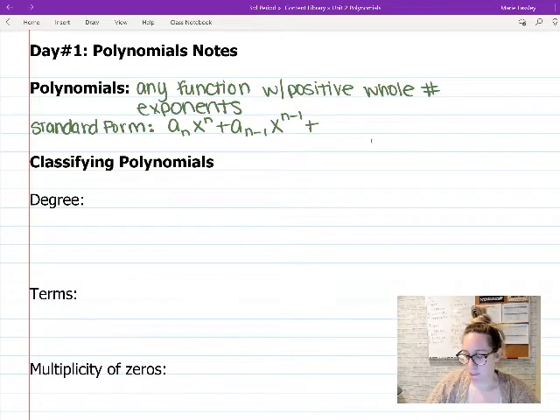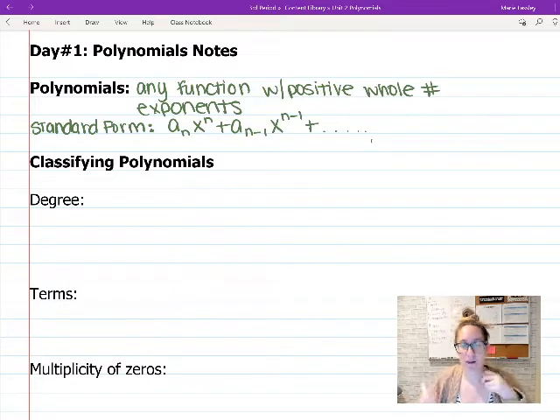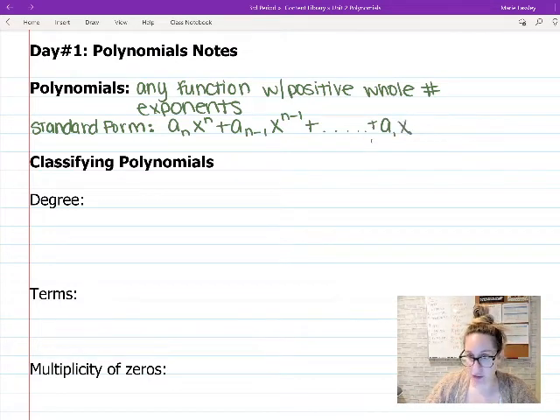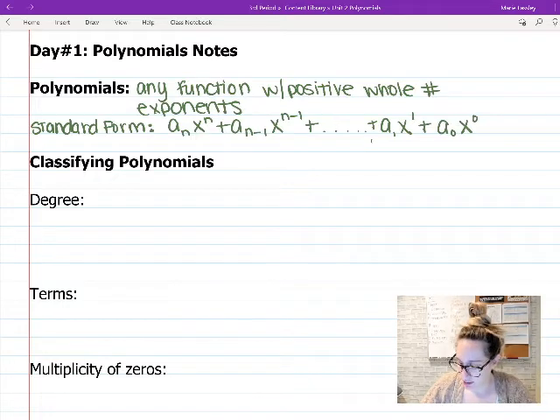Plus a bunch of other terms. We're not going to write them all out, right? All right, but then your last terms will always kind of look like this. So a sub 1 x to the first, all right, plus a sub 0 x to the 0. And this is your constant, right? This is whatever your constant is.